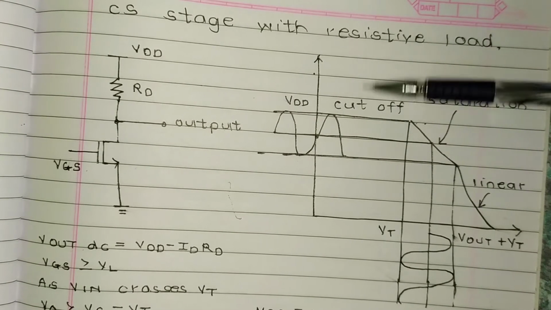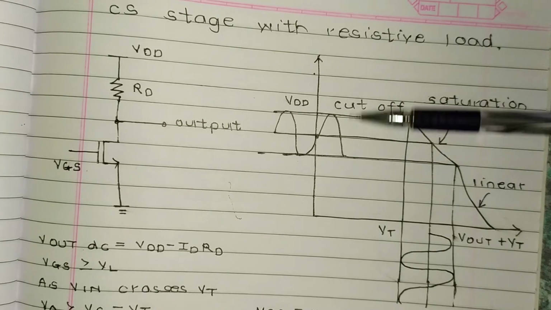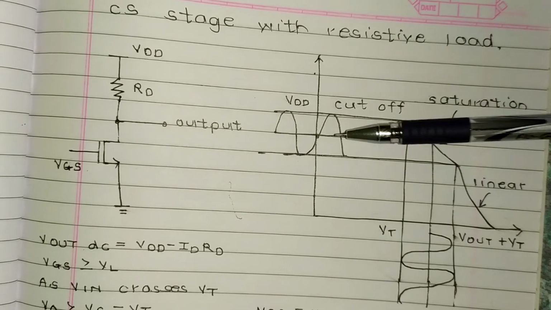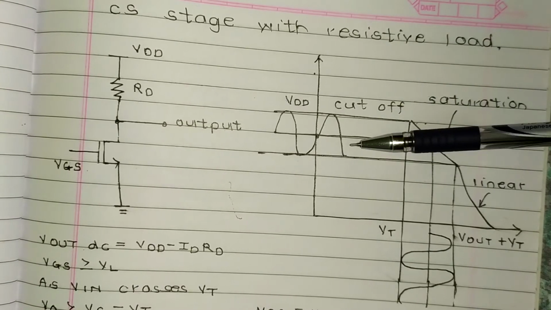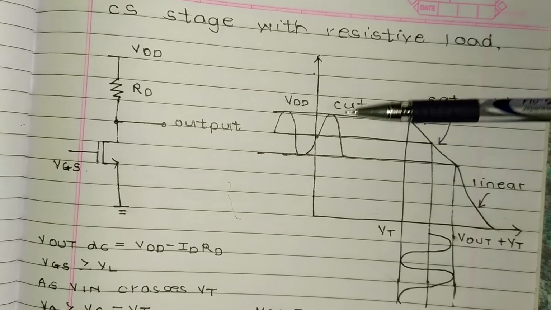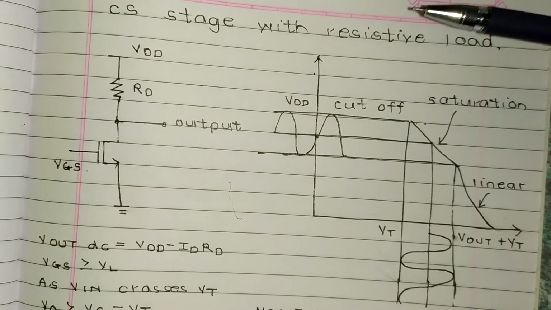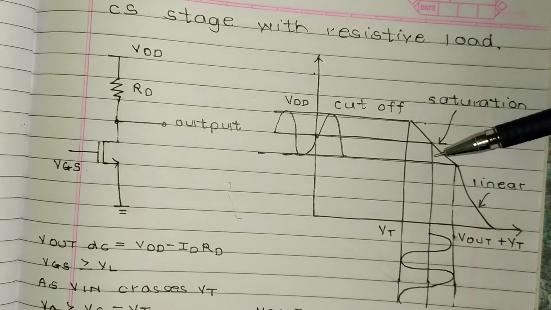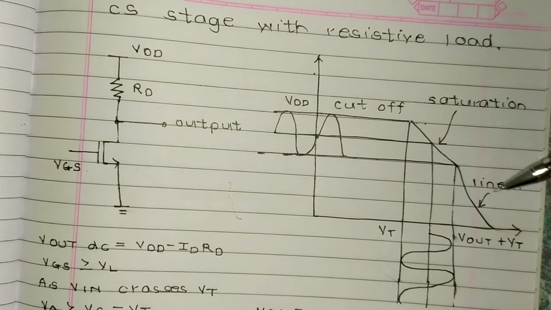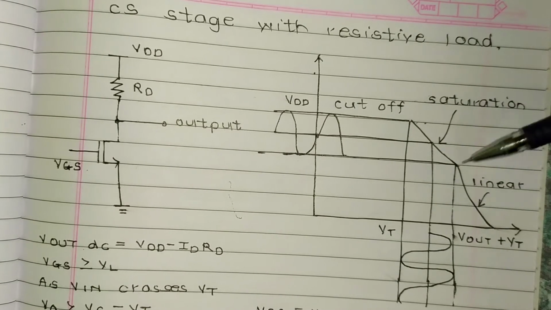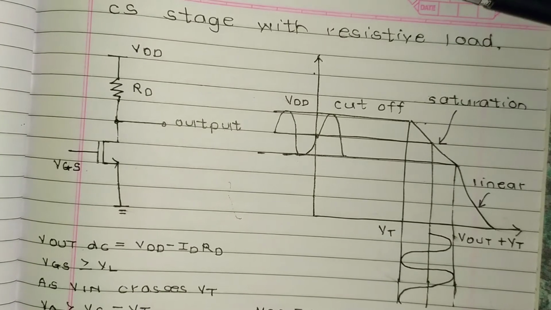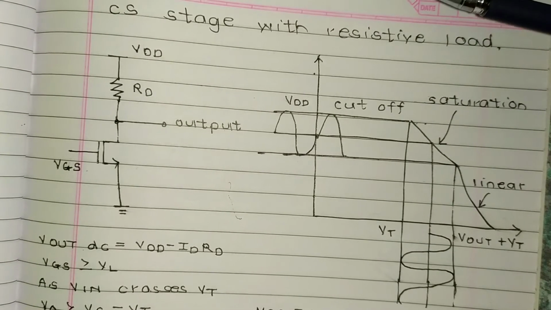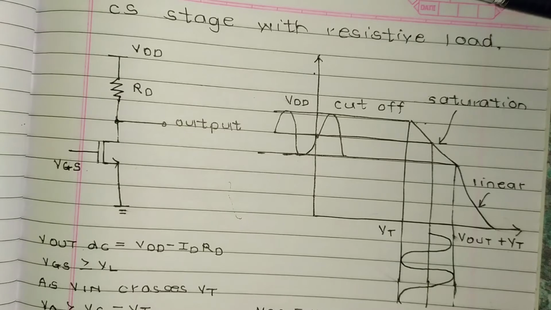So this is the graph for the common source stage with resistive load. Then this is the saturation region. This is the linear graph. So VDS is equal to VGS minus VT, that is the drain to source voltage.